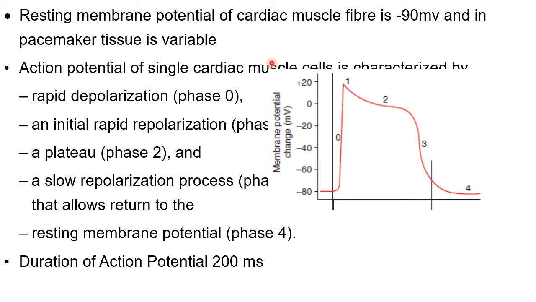So the cardiac action potential has a resting membrane potential of -90 millivolts. It has the following four phases. Phase 0, that is the rapid depolarization phase. Then phase 1, where there is initial rapid repolarization. Then there is a plateau phase, which is phase 2, and there is slow repolarization, which is termed phase 3, and phase 4 is a phase where it repolarizes and returns to the resting membrane potential. The duration of the action potential in the cardiac myocyte is very long, that is 200 milliseconds.